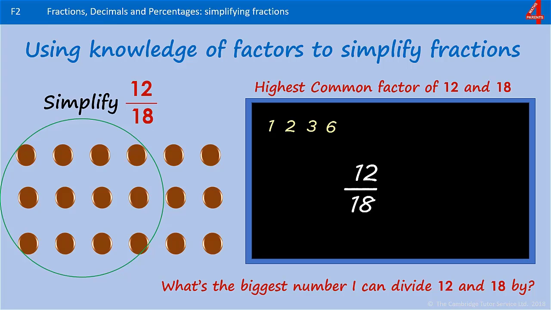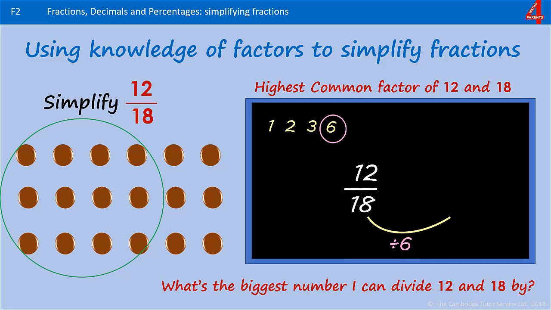If we just keep going here so you can see how this works, they don't share a factor of 7 or 8. 18 has a factor of 9, but 12 doesn't. They don't have 10 or 11, and then we're at 12, and we've already established that 12 won't go into 18. The highest common factor of 12 and 18 is 6.